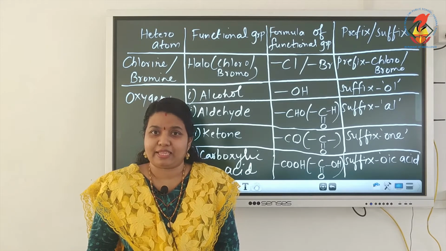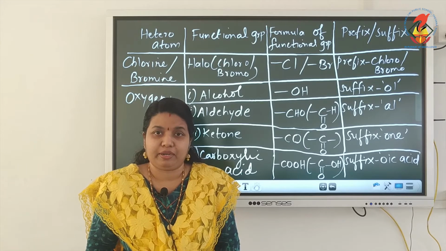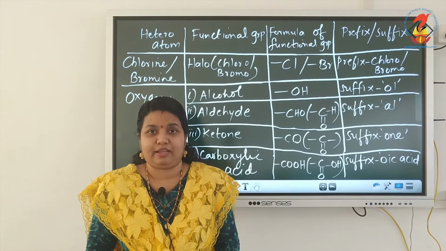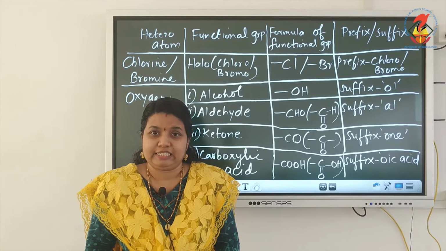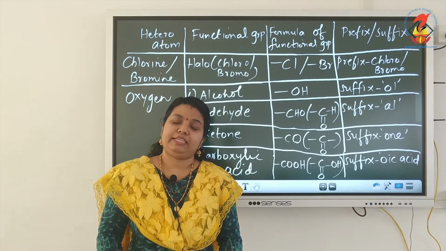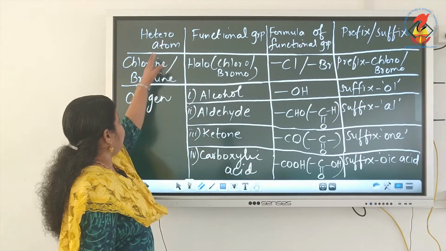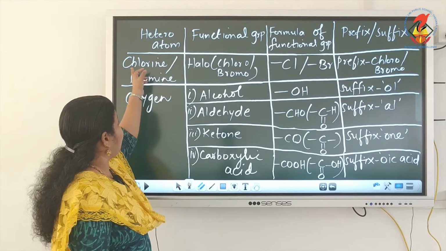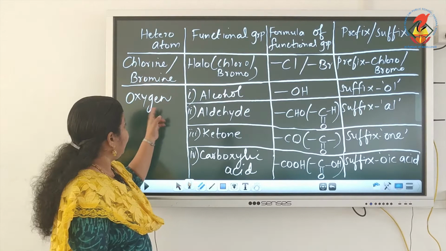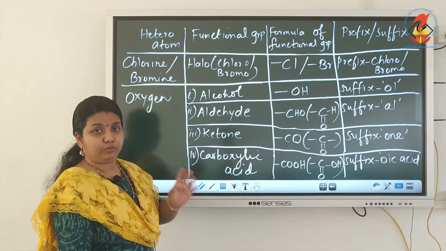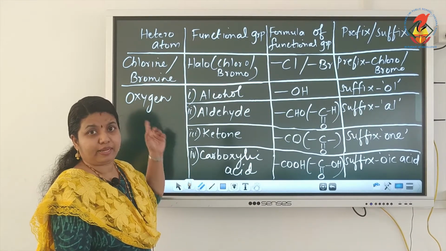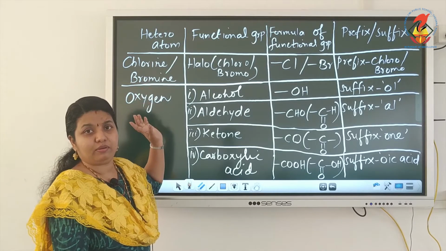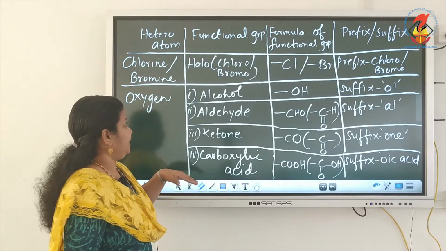These heteroatoms can be halogens like fluorine, chlorine, bromine, iodine, etc., then oxygen, nitrogen, sulfur. But in 10th standard, we will learn only two heteroatoms. One is halogen, and out of halogens, we learn only chlorine and bromine, and the other is oxygen. Only compounds containing these heteroatoms, halogen or oxygen, we will learn this year.